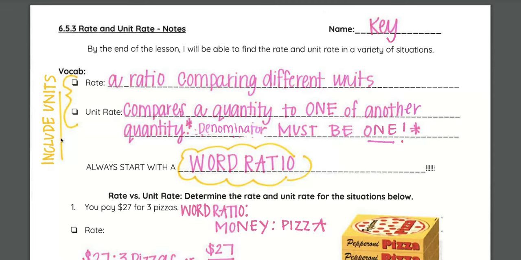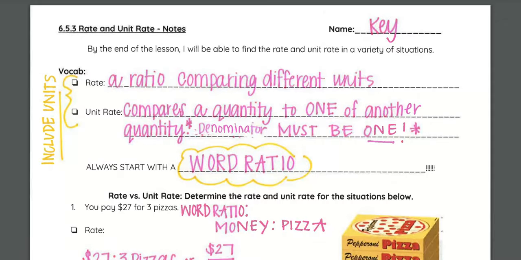When we are using rates and unit rates, we do always include our units as well. That is different from when we were working just with the broader topic of ratios. To help us with our units, when we're using rate and unit rate, we always start with a word ratio. And I will take a moment to explain what those are.